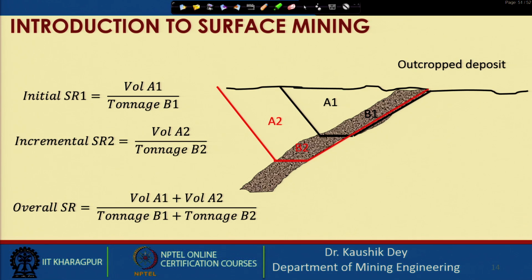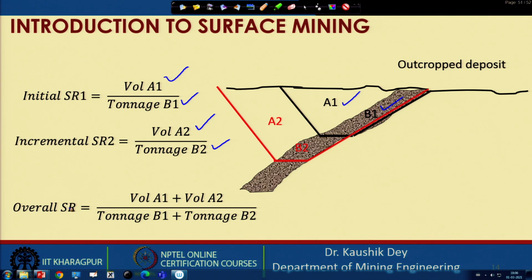So, you can understand the initial stripping ratio as we have discussed earlier. The initial stripping ratio is A1 by B1, and the incremental stripping ratio is A2 by B2, and the overall stripping ratio becomes A1 plus A2 by B1 plus B2, as we have discussed earlier.